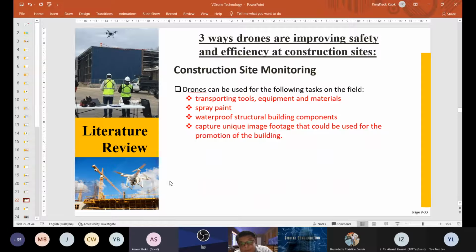In some advanced countries, I think over here we are not using this at the moment, drones have been used to transport tools, equipment, and materials, to spray paint, to install waterproofing systems, and to capture unique image footage, especially of locations which are difficult to access, for example underneath a bridge or on skyscrapers or towers. Then we can use the drone to capture the pictures and video.